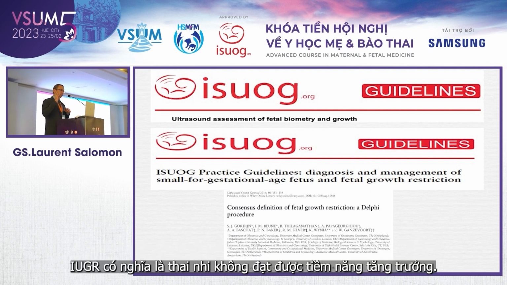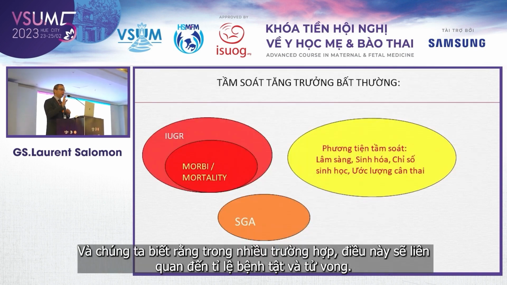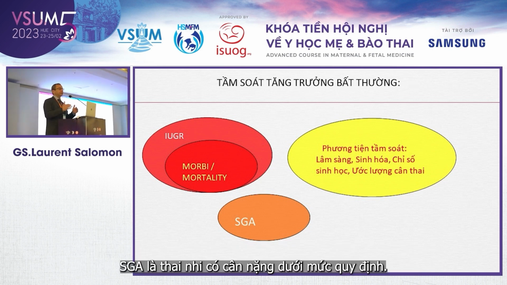So to start with, I would like to remind you that there are different definitions and different terminology. IUGR means a fetus that fails to reach its growth potential. And we know that in many cases, this will be associated with morbidity and mortality. It is different from SGA. SGA is a fetus that is below a given threshold.